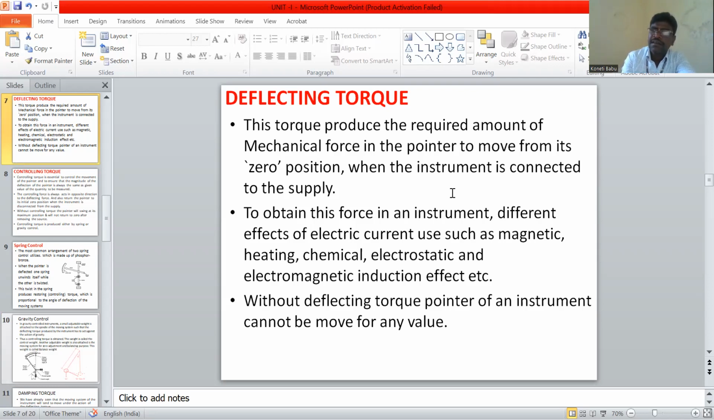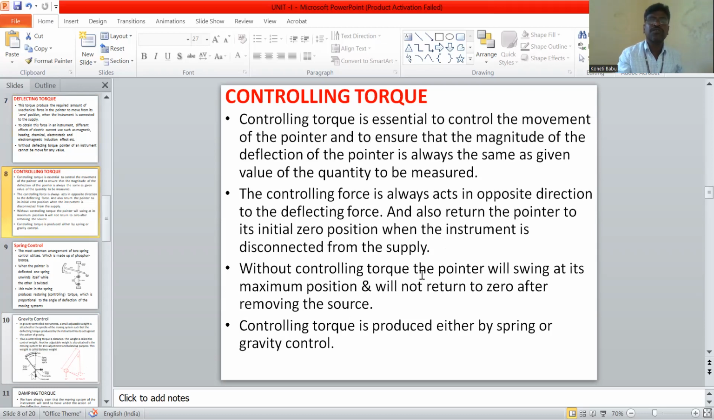Without deflecting torque, or deflection force, the pointer of an instrument cannot move from zero position and does not indicate any value. Okay, it is clear. Then next we go to another torque, the controlling torque.